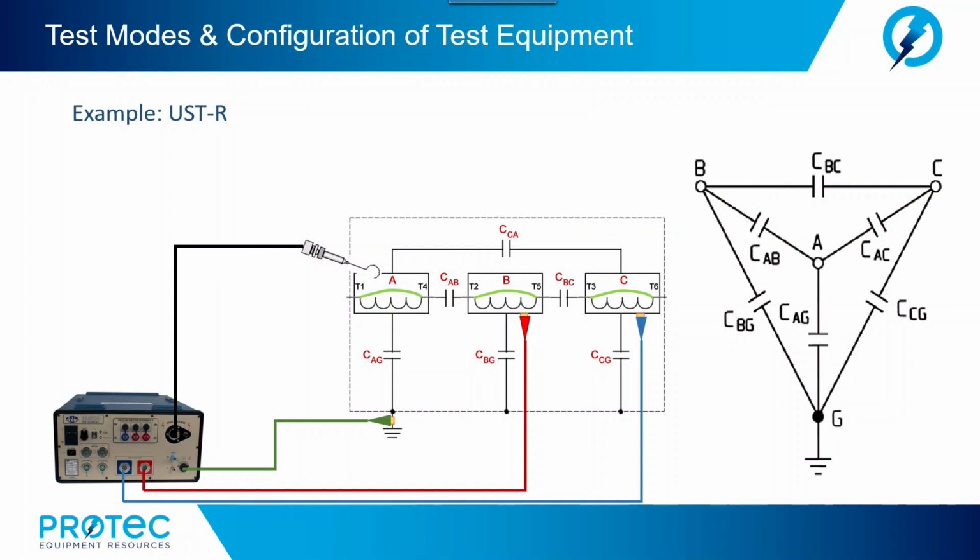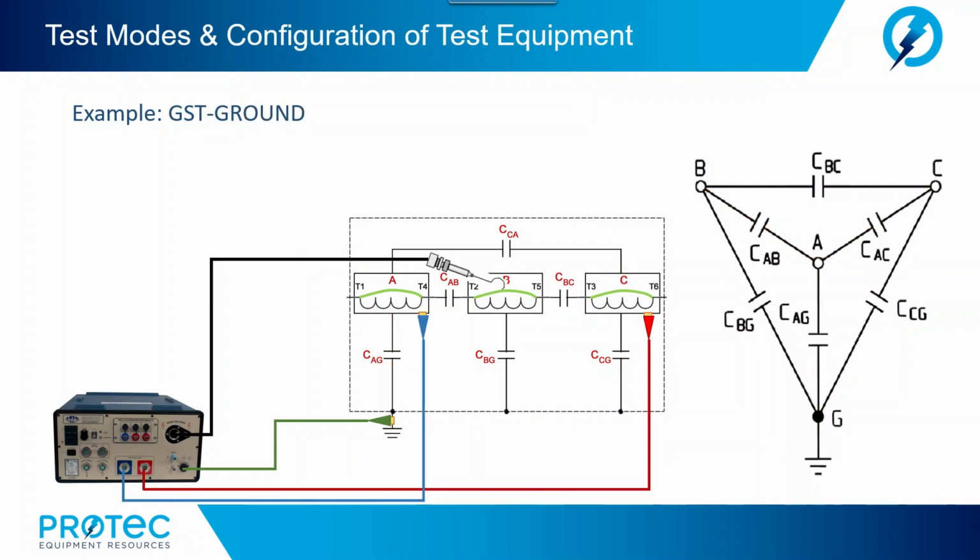Now, in an ungrounded specimen test where we measure R, once again applying the voltage to the A winding, the result of this measurement would be isolating and looking at only the capacitance of A to B. Working our way through, we're going to do a GST ground again, but this time we're going to energize on the B winding. Our red lead will be placed on the C winding and our blue lead on the A winding.